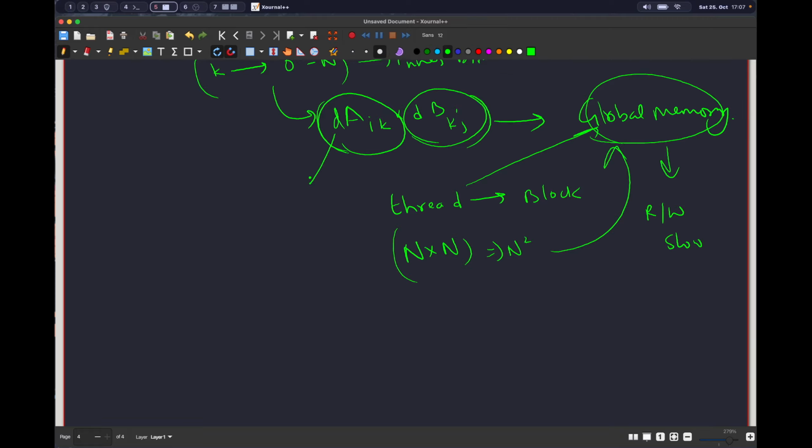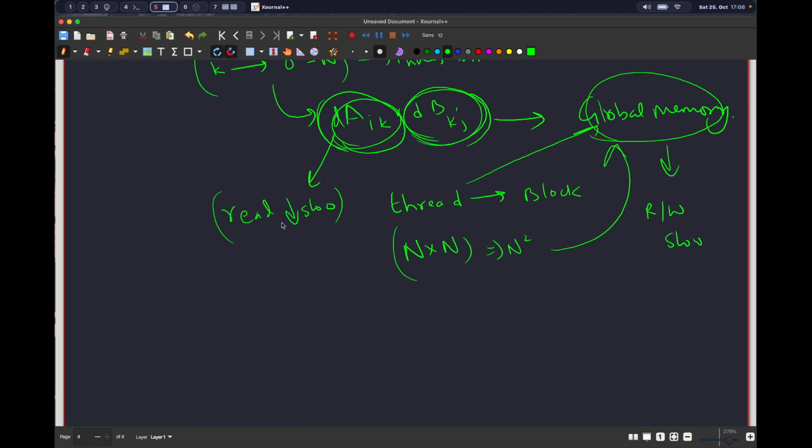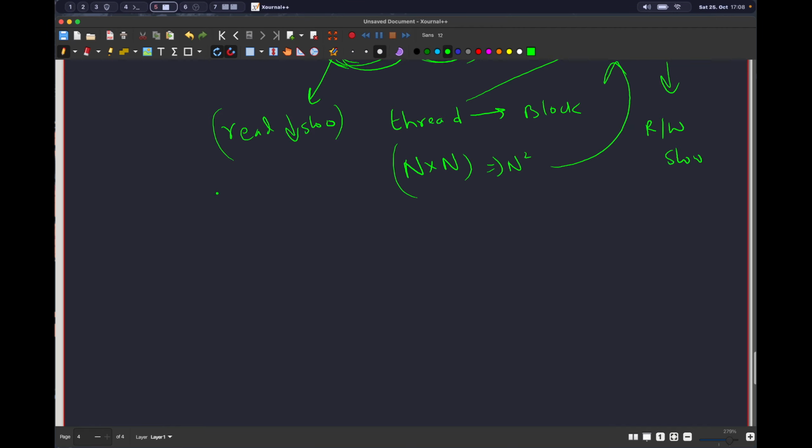And in the naive kernel, we are very frequently reading from the global memory for DA and DB, right? All elements of a row of A and all elements of the column of B are being read very frequently. And this very frequent read process is very slow.